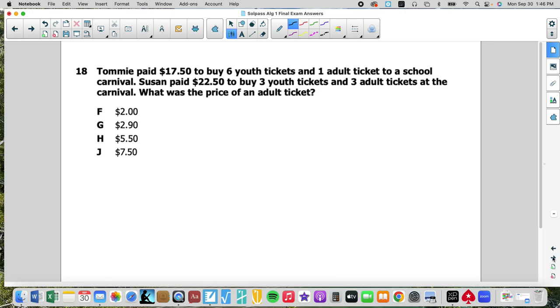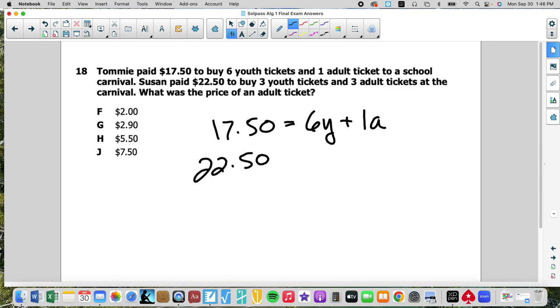Number 18. Tommy paid $17.50 to buy 6 youth tickets and 1 adult ticket to a school carnival. Susan paid $22.50 to buy 3 youth tickets and 3 adult tickets at the carnival. What is the price of an adult ticket? So we're going to use a system of equations. The total equals 6 youth plus 1 adult. And then the other situation with those same values is $22.50 to buy 3 youth tickets and 3 adult tickets.